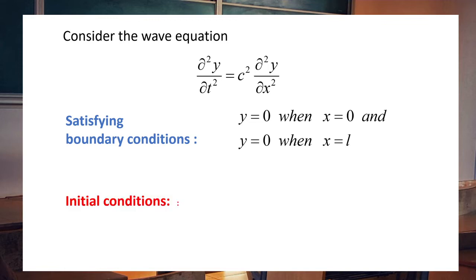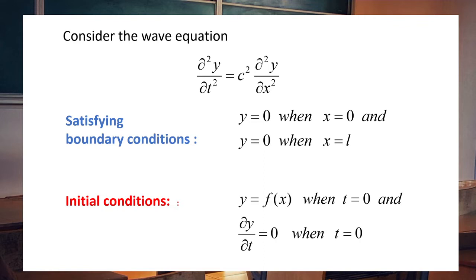And also the initial condition: y equal to f of x when t equal to 0, that is, the initial temperature of the rod is y equal to f of x, and the rate of change of temperature is 0 when t equal to 0, that is, the initial rate of change of temperature is 0. That is the initial condition.